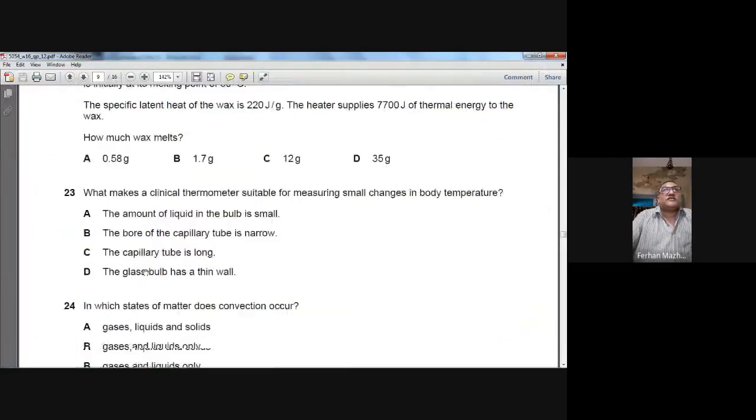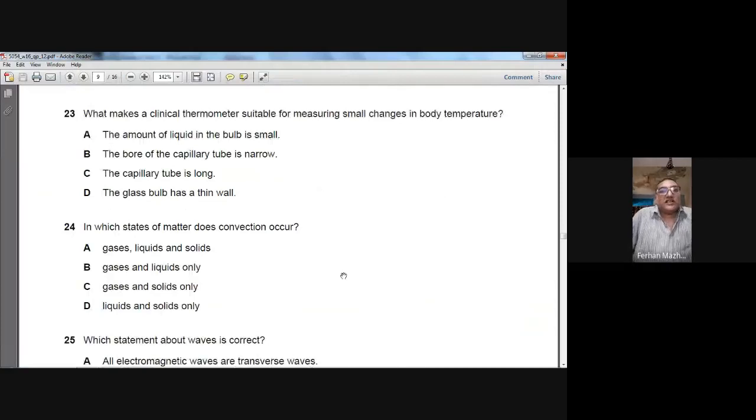D is the option. Question number 23 is right now on your screen. What makes a clinical thermometer suitable for measuring small changes in body temperature? The instrument which can measure small changes in temperature, we call that instrument more sensitive. And how can you make a thermometer more sensitive?